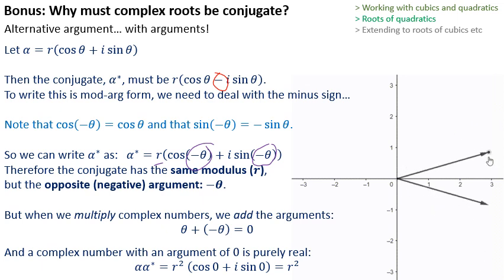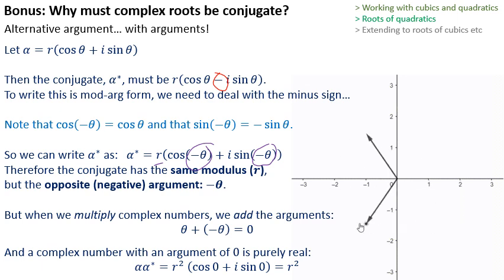You can see on this bottom line now, we've looked at alpha times alpha star, and we know that we multiplied the moduli, so we've done r times r, and we know that we add the arguments, so we've done theta add minus theta. So we get r squared times cos 0 plus i sine 0. Of course, sine 0 is 0, so the imaginary bit disappears. Cos 0 is 1, so we get r squared times 1.